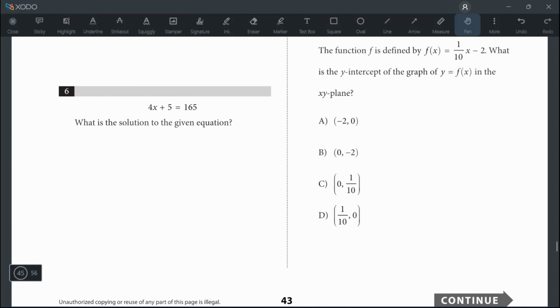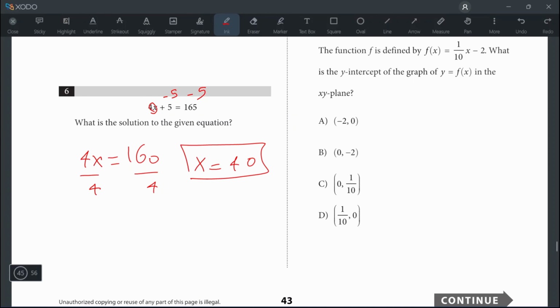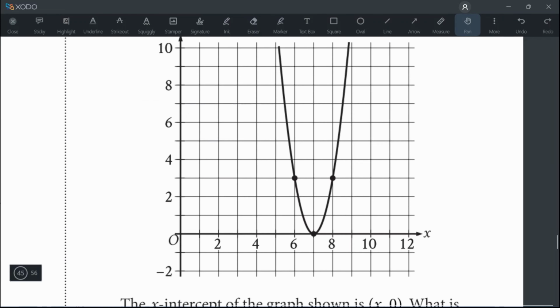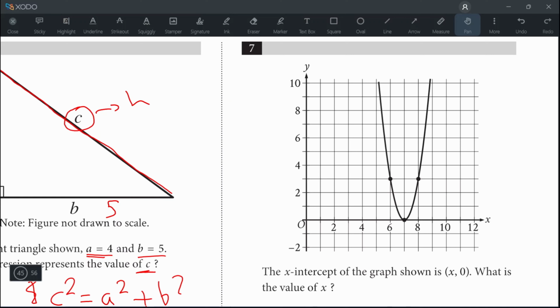What is the solution to the given equation? So all we're going to do here is solve for x. So we'll subtract 5 from both sides, so we'll have 4x equal to 160, and then we'll divide by 4. 160 divided by 4 is equal to 40. So the answer for this question is 40, and that's an equation solving question. What about question number 7?